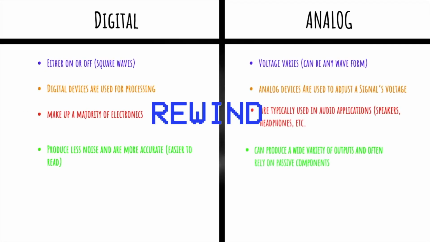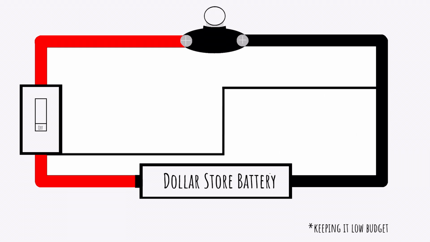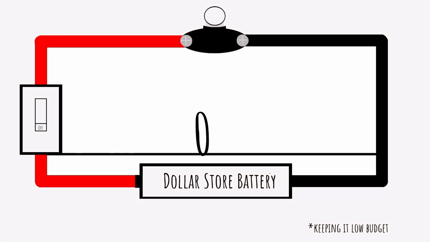Let's rewind to the light bulb circuit from earlier. When you see a digital signal, when the signal is on or high, that is represented as a 1 in binary. When the signal goes low, that is equivalent to a 0. These ones and zeros make up and store all the data in electronics.